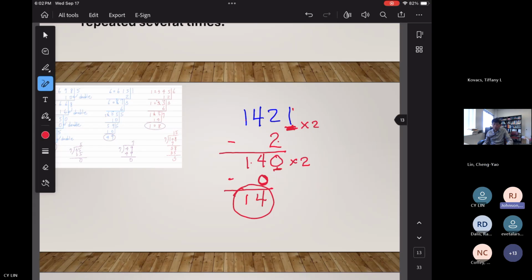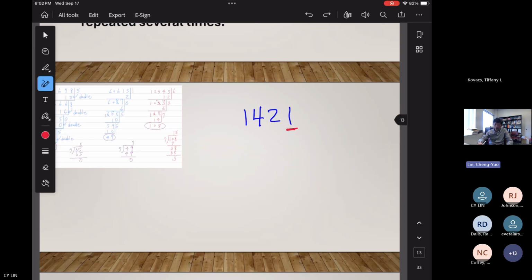I have a question. Okay, yes. One more time. We want to determine if 1,421 is divisible by 7. First of all, take the last digit off and double it. If we double it, we got a 2 right here. Are you with me?